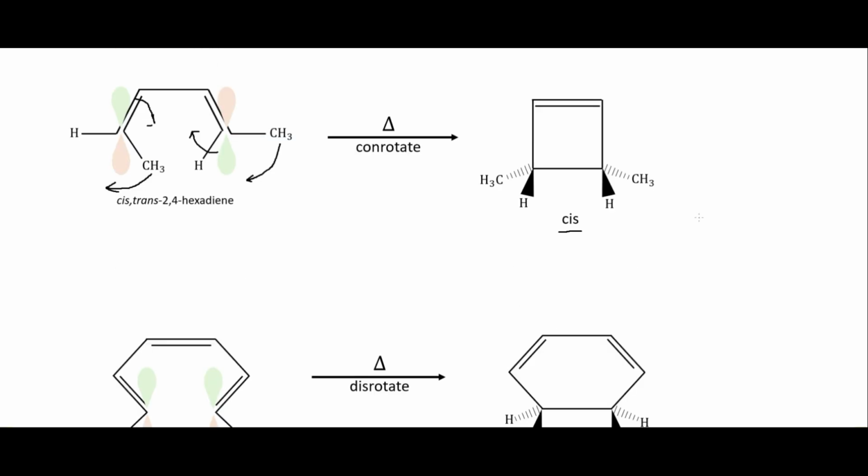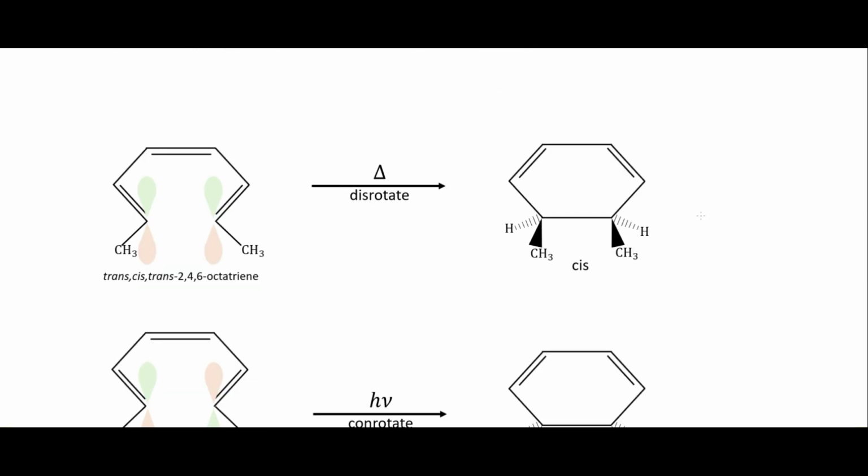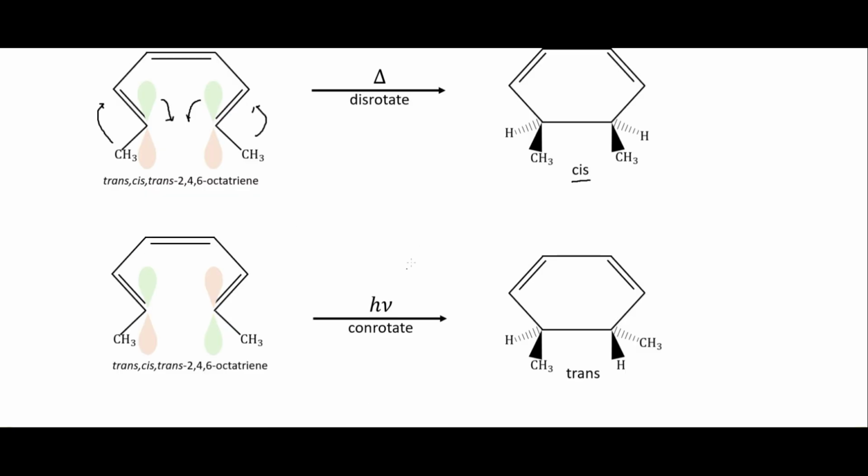Now, if we look at this for our 3-pi system, we'll see that we end up with essentially just the opposite. Whereas if we have the thermal conditions, this is going to be disrotatory, that goes down that way, that goes down that way, and so this gets flipped up that way, and this also gets flipped up that way. And so we end up with the cis stereochemistry. Whereas if we do this under light conditions, we have a conrotatory reaction, and so this will get twisted down that way, this will get twisted up that way, so it'll end up flipping this upward, and this will end up getting flipped downward. So we end up with the trans stereochemistry for that.